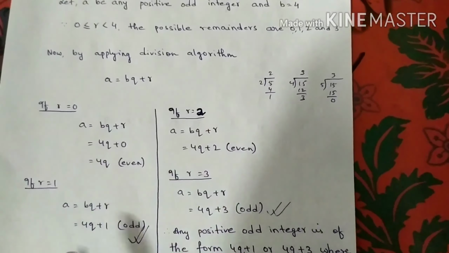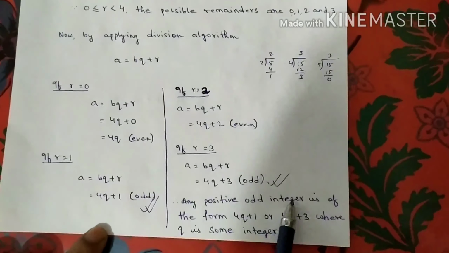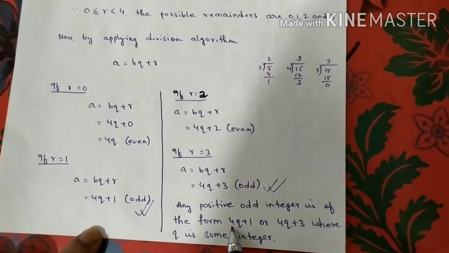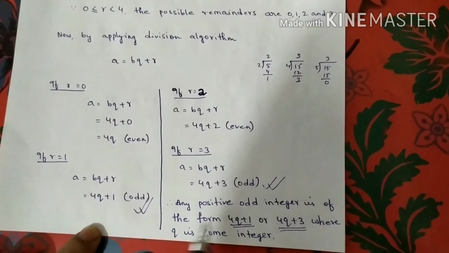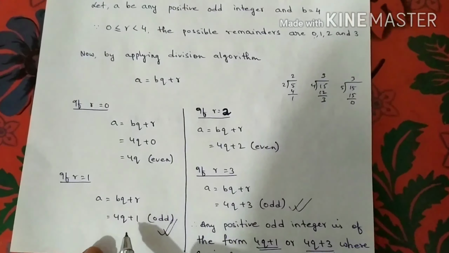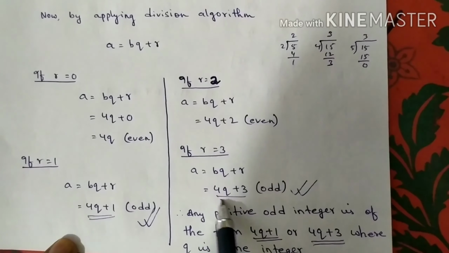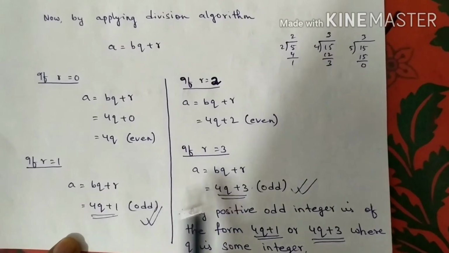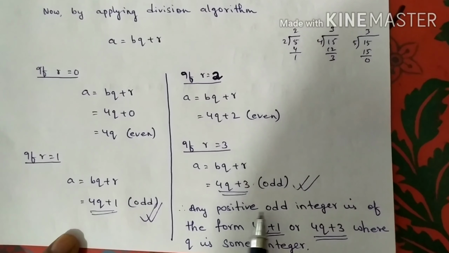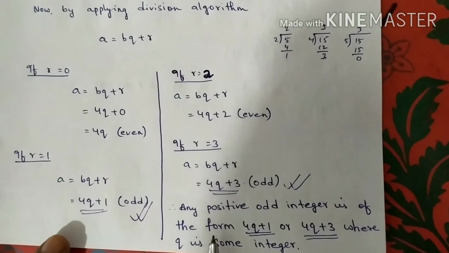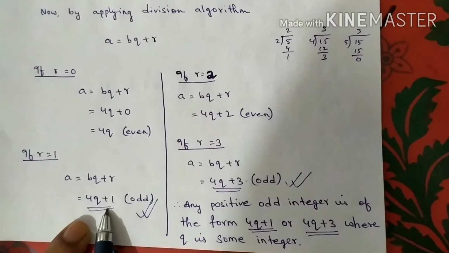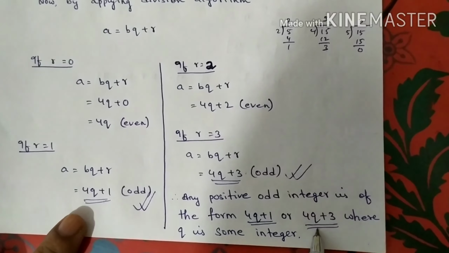So from this you can conclude that any positive odd integer is of the form 4q plus 1 or 4q plus 3. See, 4q plus 1 and 4q plus 3, these two are odd. So any positive odd integer is always of the form 4q plus 1 or 4q plus 3.